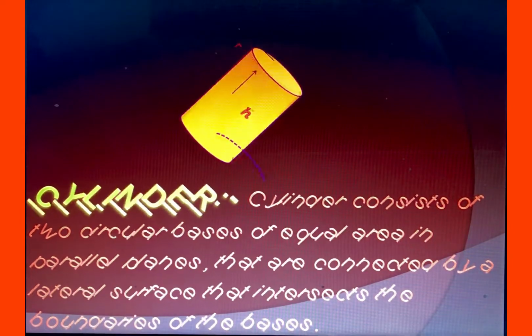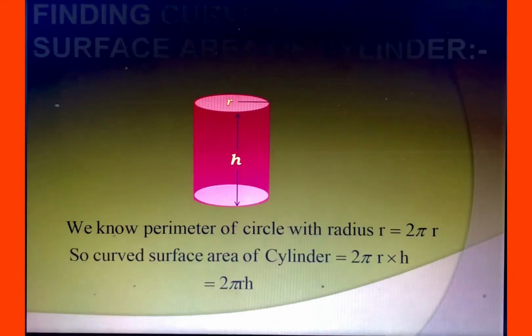So how can we find the curved surface area of the cylinder? Dear, you know very well that if the height of the cylinder is h and the radius of the cylinder is r, then the circumference of the base is 2 pi r, because the base is in circular form. The circumference of circle is 2 pi r, and we can find the curved surface area, that is circumference into height of the cylinder. So that is 2 pi r h. This is the curved surface area of the cylinder.